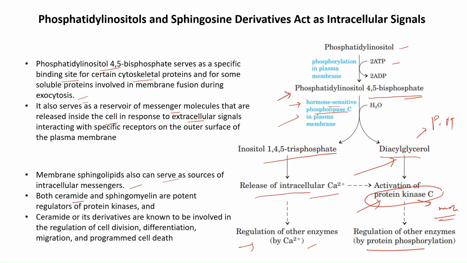Ceramide, if you remember the structure, the backbone is sphingosine and the X group is H. So that is the ceramide compound. Ceramide and sphingomyelin are potent regulators of protein kinase, and ceramides or their derivatives are involved in cell division, differentiation, migration, and also in programmed cell death. So these are the processes where phosphatidylinositol and sphingosine work as intracellular signals.